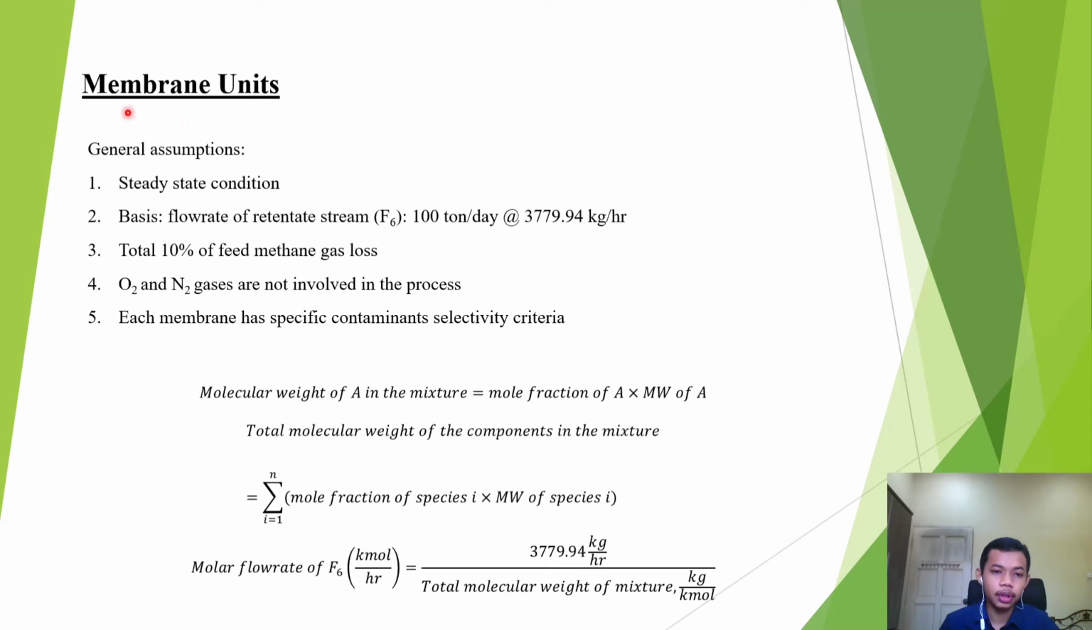Next, we have come up with 5 general assumptions. The first one is the system is in steady state condition. To ease our mass balance calculation, we need to use basis for the flow rate of retentate stream F6, which is 100 ton per day or 3779.94 kg per hour. The third one is a total 10% of feed methane gas lost through permeation process. The fourth one is oxygen and nitrogen gases are not involved in this process. Lastly, each membrane has specific contaminants selectivity criteria, and this is the formula to convert the mass flow rate of F6 into the unit of molar flow rate.